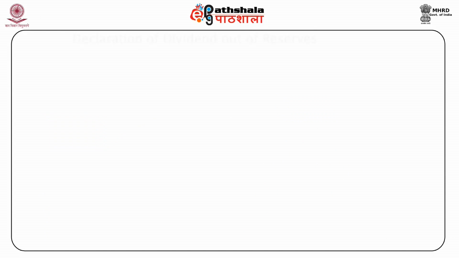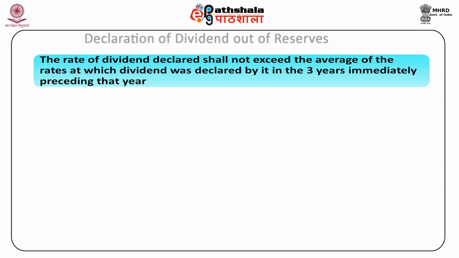Declaration of dividend out of reserves. As per the Companies (Declaration and Payment of Dividend) Rules 2014, in the event of inadequacy or absence of profits in any year, a company may declare dividend out of free reserves subject to the fulfillment of the following conditions, namely, first, the rate of dividend declared shall not exceed the average of the rates at which dividend was declared by it in the 3 years immediately preceding that year, provided that this rule shall not apply to a company which has not declared any dividend in each of the 3 preceding financial years.